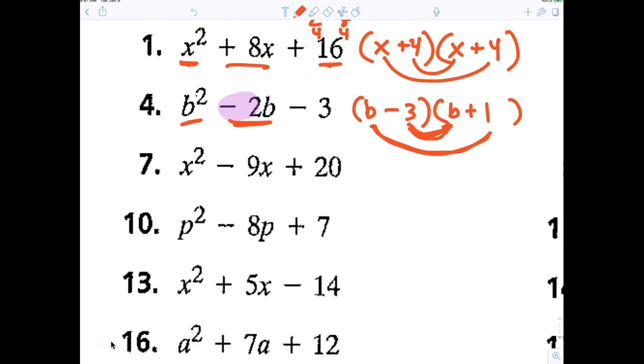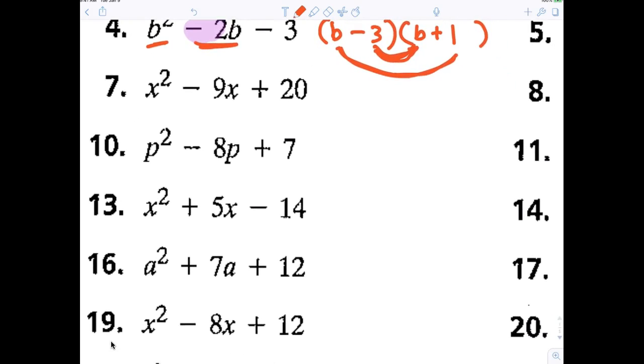All right. Now, last one before you get involved. Last one. All right, now number 7. Here we go. We always start with 2 sets of parentheses. What's the only way to make x squared? X and x. Now, here's the question. What are the factors of 20 that make 9?